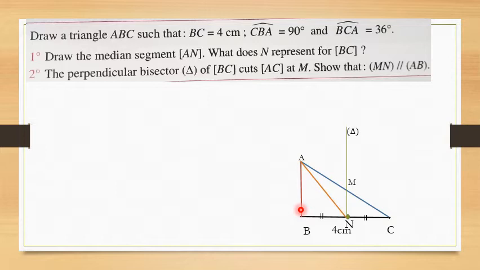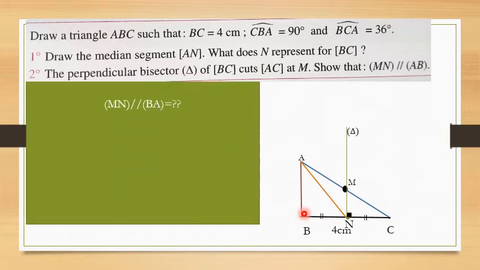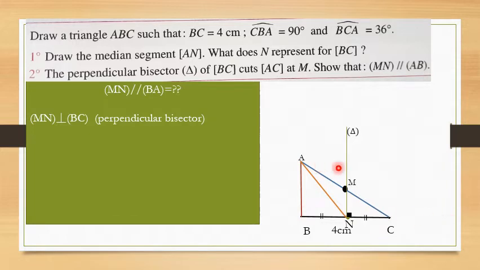What do we have as a given? We have that CBA equals 90 degrees, so AB is perpendicular to BC. And we also have delta, or MN, is perpendicular to BC. Why? It's a perpendicular bisector, so it's perpendicular to BC at its midpoint.